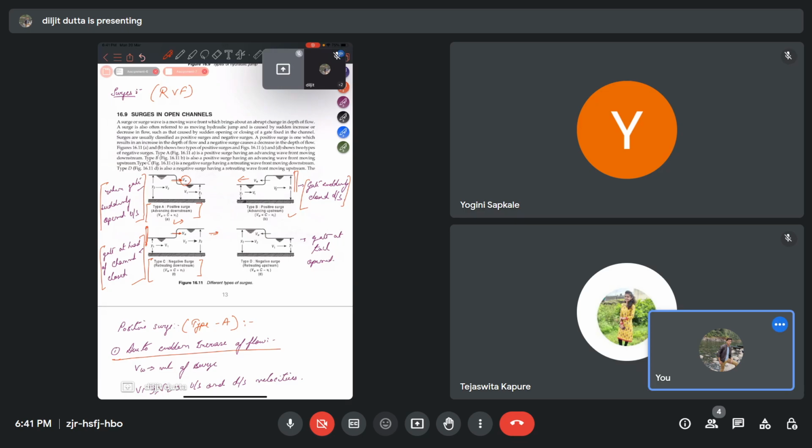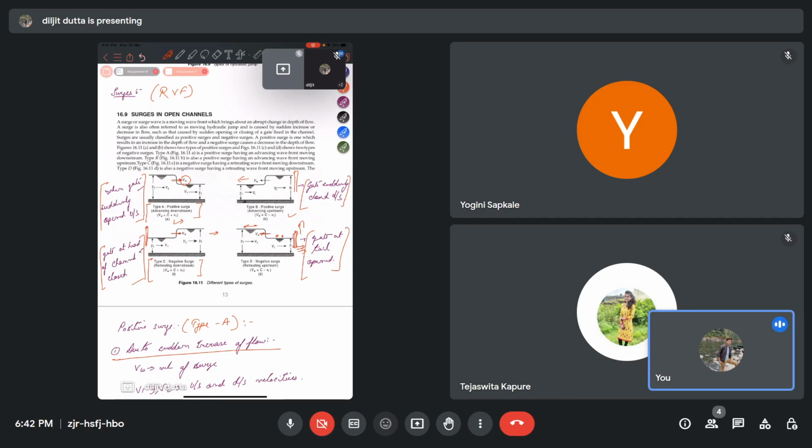And the last one is also a negative surge, when the gate at the tail section is suddenly opened in the downstream section. When the gate is suddenly opened, the flow will be flowing fast in this direction. So in that case, there will be a decrease of depth in the backwater, and this will create a negative surge moving upstream, and this will decrease the depth of the flow in the upstream direction. So this is also a negative surge.